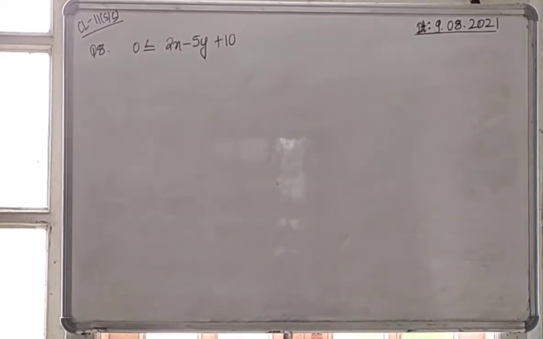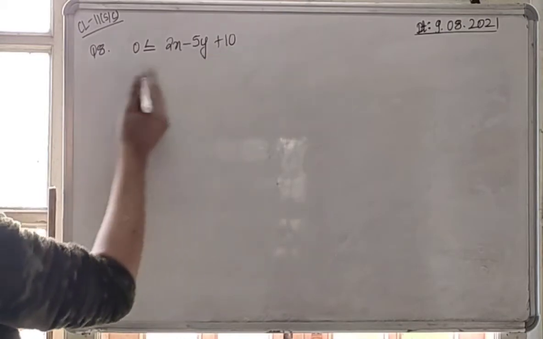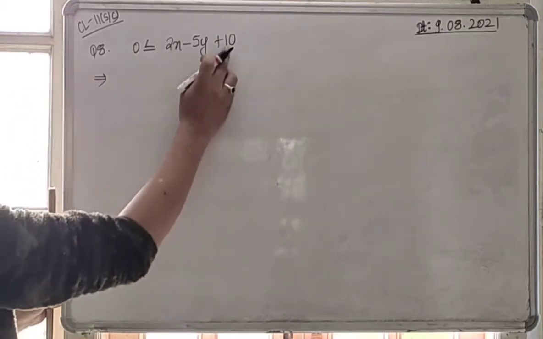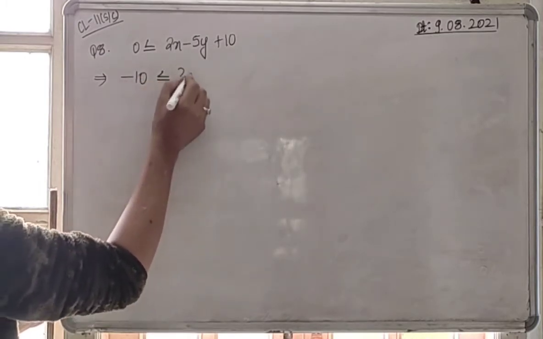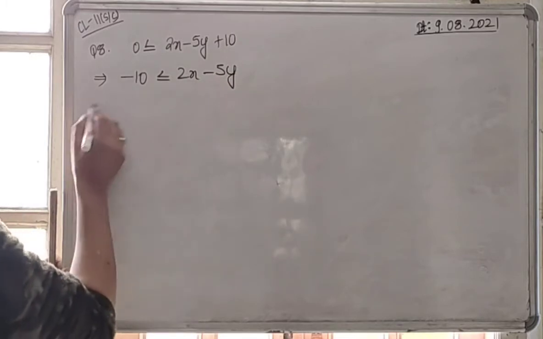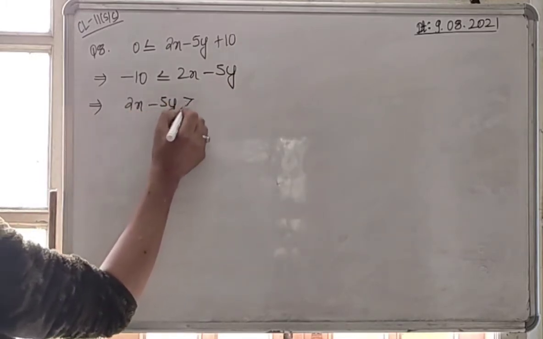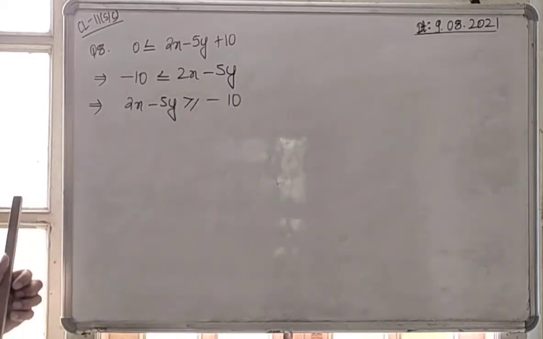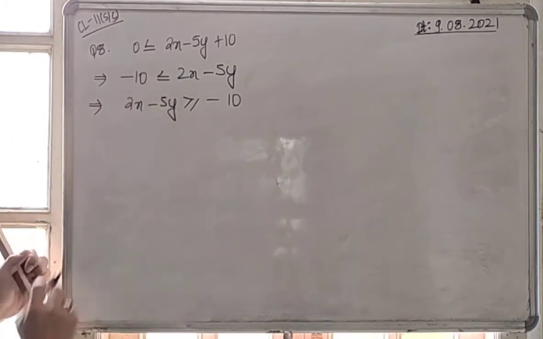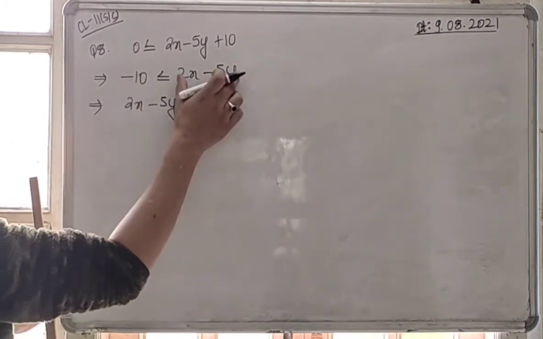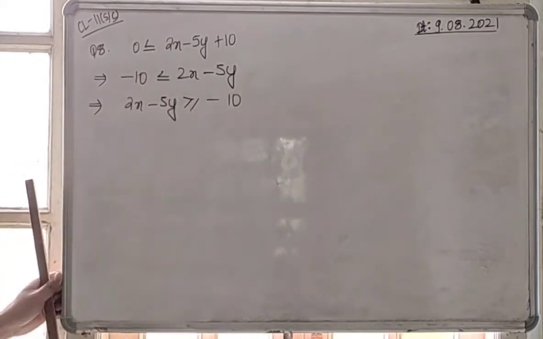Alright, the next one is question number 8. The question is 0 less than or equal to 2x minus 5y plus 10. So what we'll do first is bring this 10 to the left hand side. So it becomes minus 10 less than or equal to 2x minus 5y, which is also 2x minus 5y is greater than or equal to minus 10. I hope you are clear with this. The sign is same, which means this minus 10 is less than this, which means 2x minus 5y is greater than or equal to minus 10.